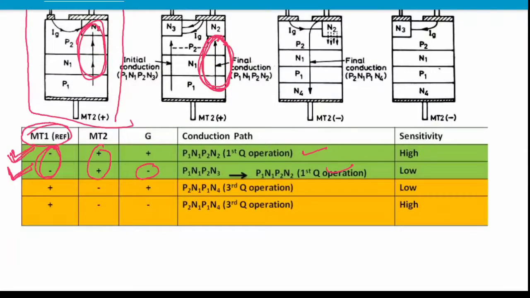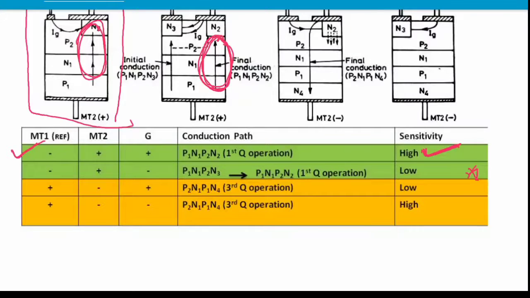The difference between both these conditions is that the second one is less sensitive, because we need more gate signal to finalize the current conduction, that is the P1 N1 P2 N2 conduction. So in general it is not preferred for operation; only the first one, which is highly sensitive, is preferred. In the exam it can be asked which condition is preferable in the first quadrant. So MT2 positive with respect to MT1 with a positive gate signal with respect to MT1.